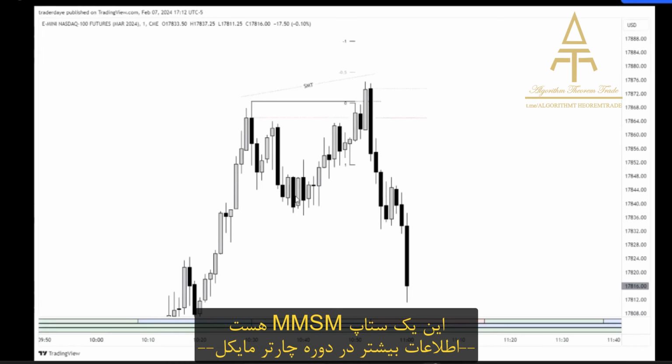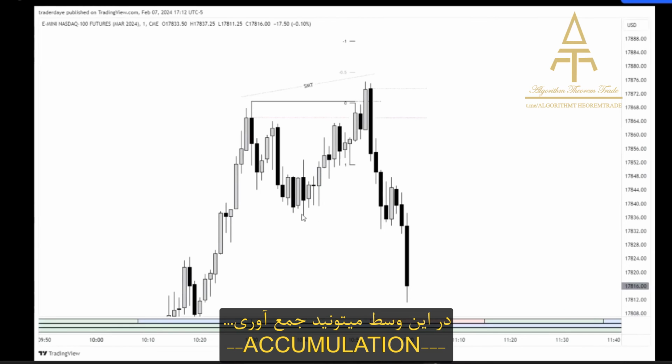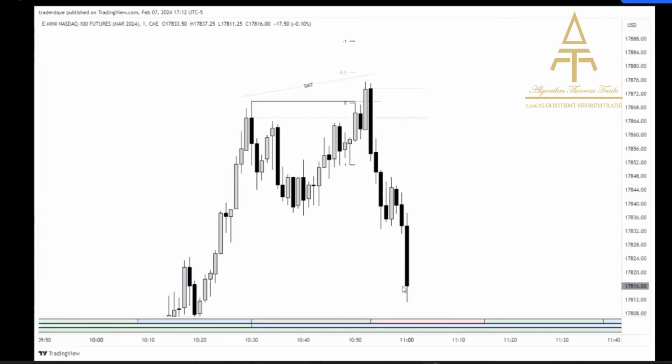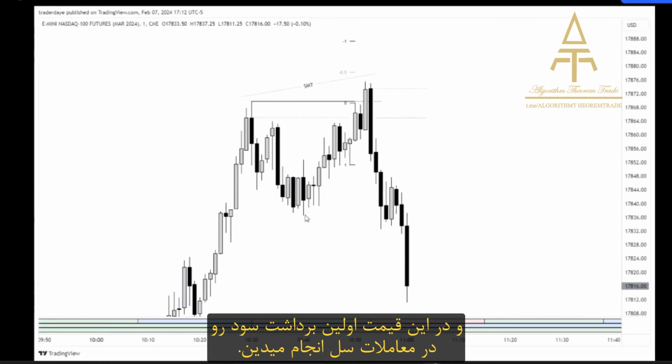This is a market maker sell model as well. Right? Right here, you can see the accumulation, stage one buy, price into this fair value gap. Then it runs above here, makes SMT, then it falls. Do you see that? So we have stage one buy here, which is where you would look to take your first profits right here.